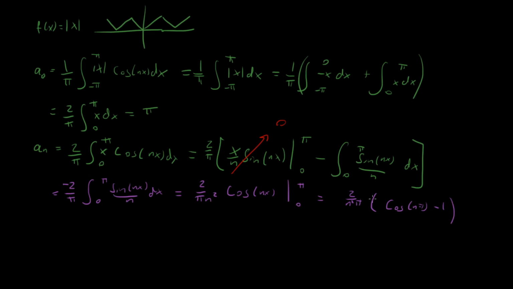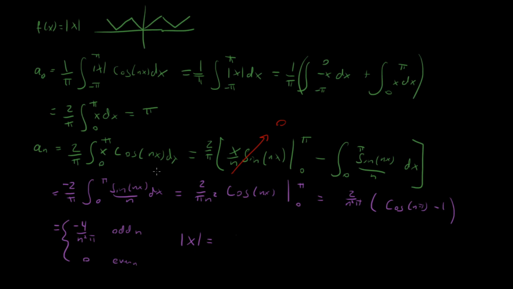Okay, and this is exactly what we had in the previous case. Here for even n, this is going to be equal to 0, and for odd n, we're going to get a minus 2 right here. And so these terms are going to be equal to minus 4 over n squared pi for odd n, and then 0 for even n. All right, and so we've just about got it. Now we just have to write down our full series. So our Fourier series for the absolute value of x is going to be, well, what's it going to be?